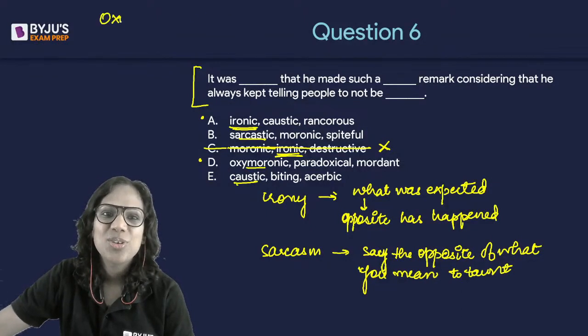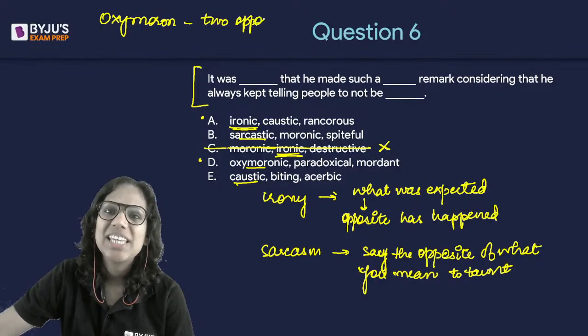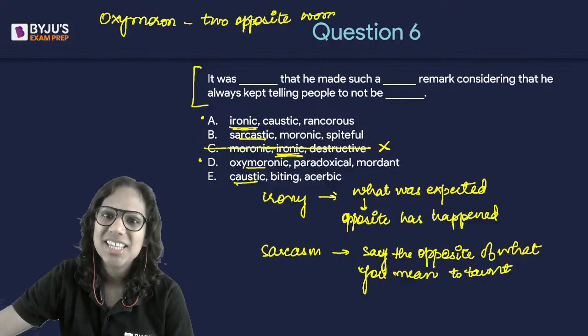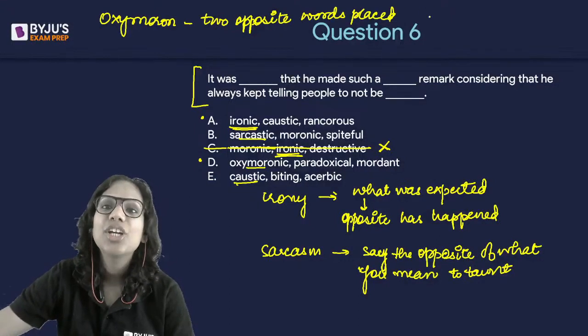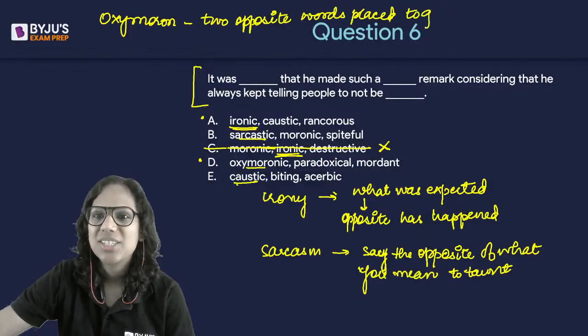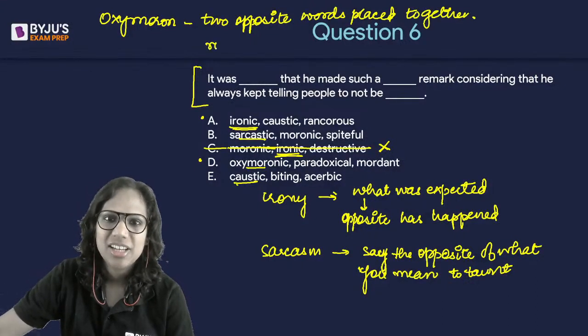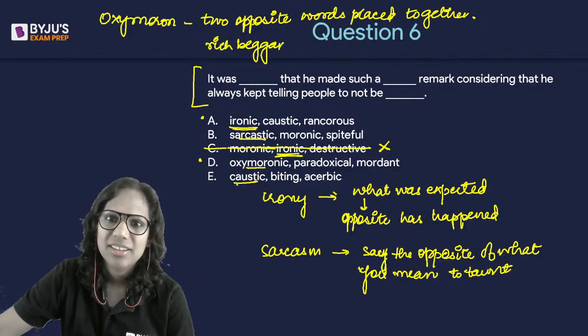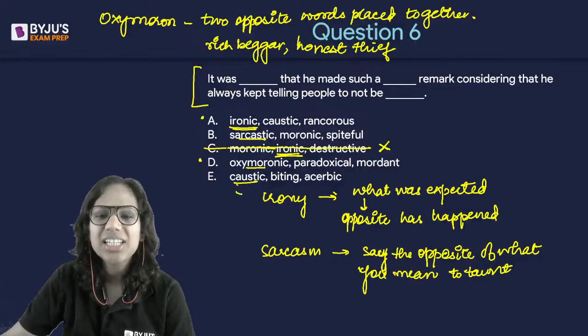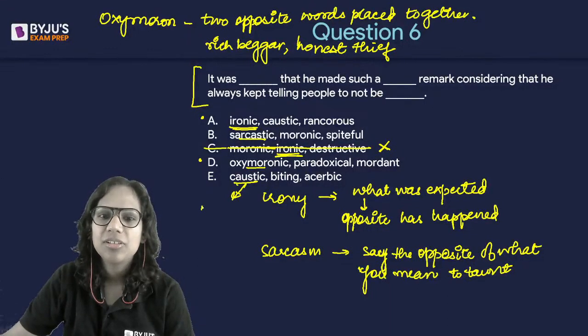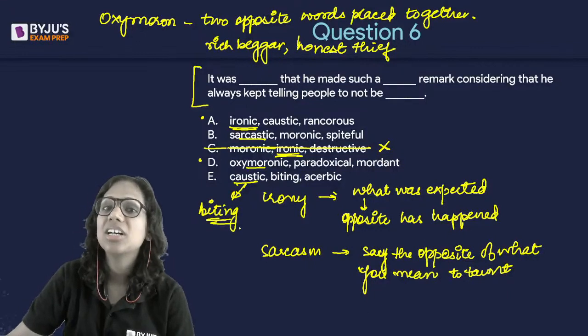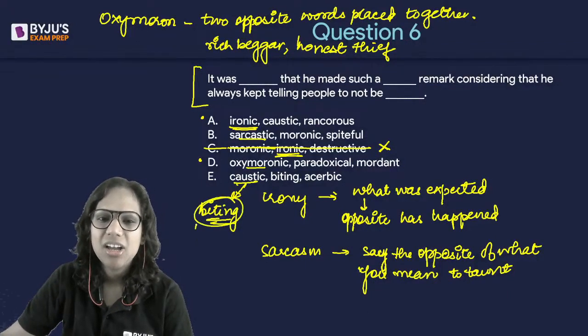Oxymoron. Oxymoron means two opposite words placed together. It's a figure of speech. For instance, a rich beggar, an honest thief. These are oxymorons. Okay. Caustic means something that is harshly critical, and that's why it's biting. Okay, so caustic is a cousin of trenchant: biting, harshly critical.